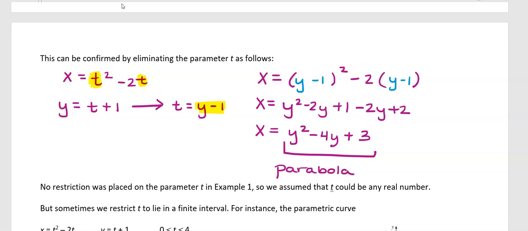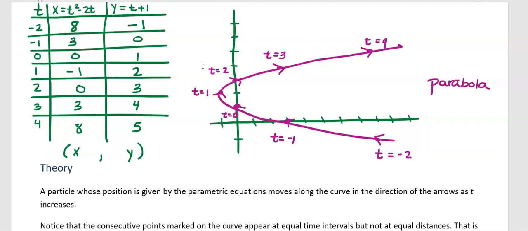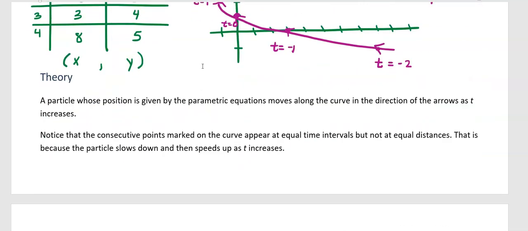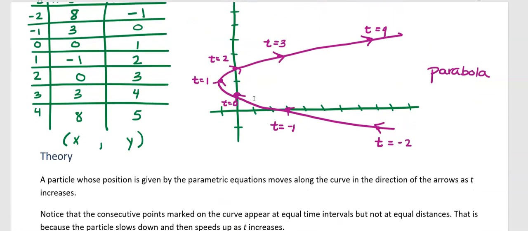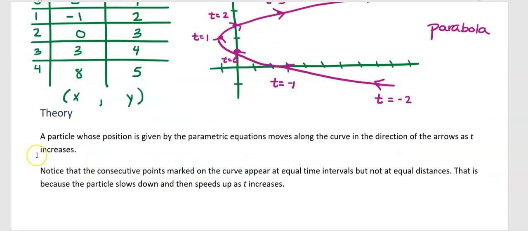This parabola is just in terms of y, so our parabola is tipped on its side, and that's exactly what we saw using our parametric equation graphing techniques. Okay, so no restriction was placed on the parameter t in example 1. Notice we didn't have any specific t values that we were supposed to use. There wasn't any specific range of values, so we just chose some for our table.